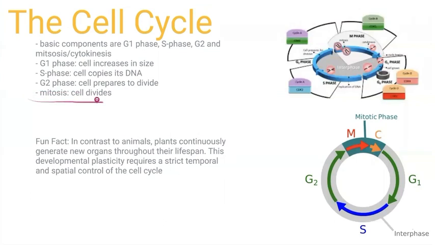And there is a fun fact that, in contrast to animals, plants continuously generate new organs throughout their lifespan. This developmental plasticity requires a strict temporal and spatial control of the cell cycle.